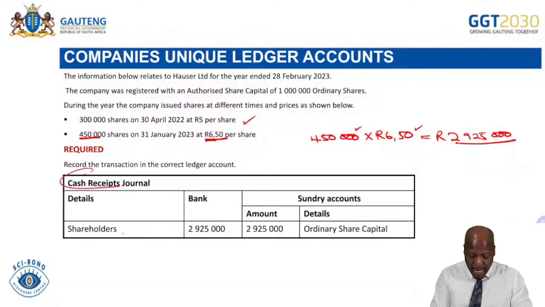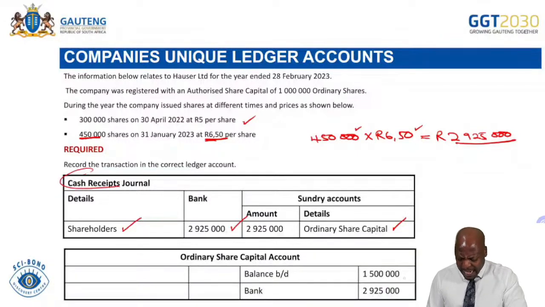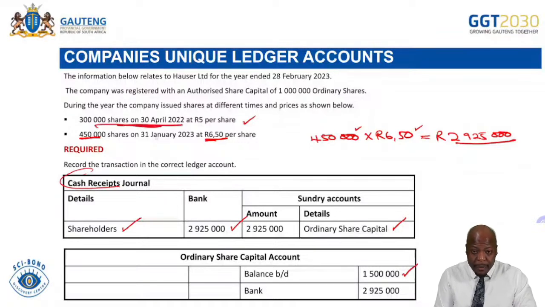In your CRJ, again, as we did earlier on, it is your shareholders. And then you record your 2,925,000, and then we come to the sundry accounts. Remember, ordinary share capital. The exciting part then comes when we post to the ledger now. Keep in mind, we have some shares that we issued earlier on. So that means in our ordinary share capital account, there are amounts that are already recorded. So when you come to the ordinary share capital account, you have a balance already now, 1.5 million. You have an opening balance that is coming from this issue of shares.